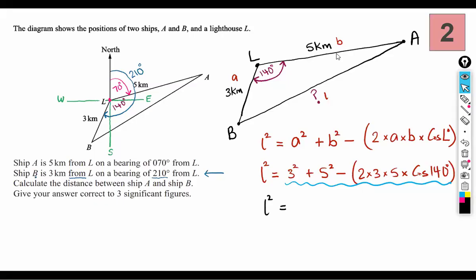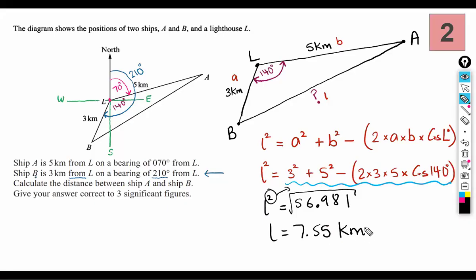3 squared plus 5 squared minus open brackets 2 by 3 by 5 by cosine 140. Before I square root, I am getting 56.981. And then when I throw across the squared to get a square root, let me see what I'm getting. Second function, that's the square root of 56.981. I'm getting 7.55 to 2 decimal places. Right.